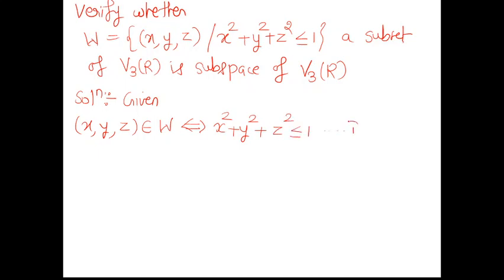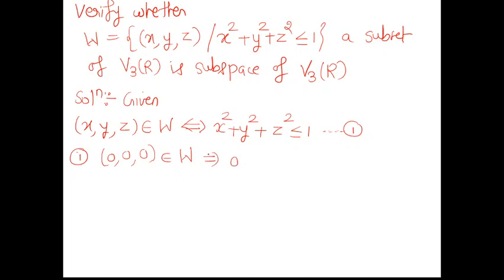This is what is mentioned here in the definition of W. Now, we want to check whether it's a subspace of V3 of R or not. So let's verify the first condition. Let us take the zero element of the triplet, that is 0, 0, 0. Will it belong to W? The answer is yes. Why does it belong to W?